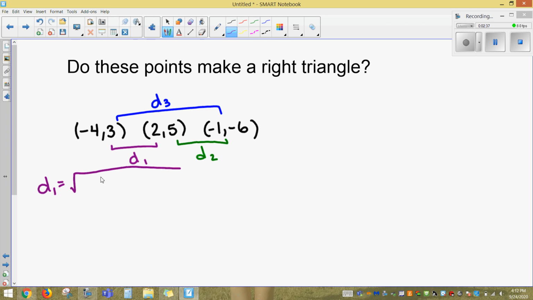So our distance formula says D1 is going to be the difference in the x coordinates. And it honestly doesn't matter which order I subtract them in, as long as I do actually subtract them. Plus the difference in the y coordinates. We're going to square each of those after we subtract them, and then add them together, and then take the square root. So this becomes 6 squared plus 2 squared, which is 36 plus 4, which is 40.